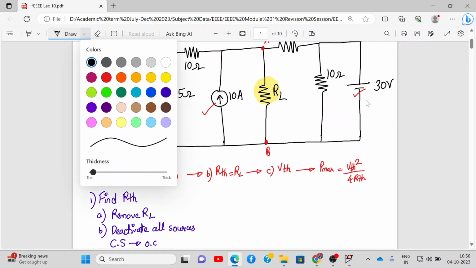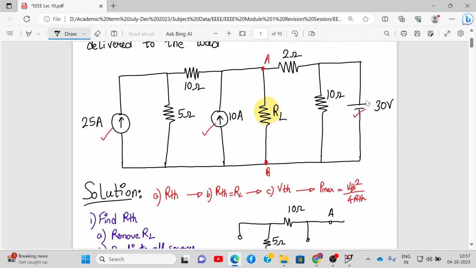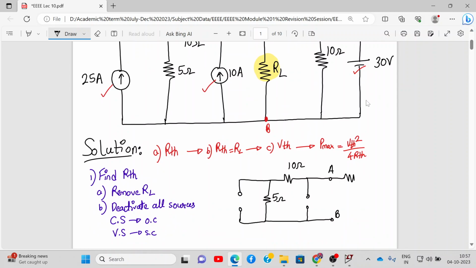Let me take black color. Here we have a current source. It will be open circuit over here. Then we have a resistance of 5 ohms. Then another resistor of 10 ohms. This will again be open circuit. Then we have to remove the load terminal. So this will be terminal A and B. Then we have another resistance of 2 ohms over here. Then another resistance of 10 ohms. And here the voltage source will be replaced with a short circuit.